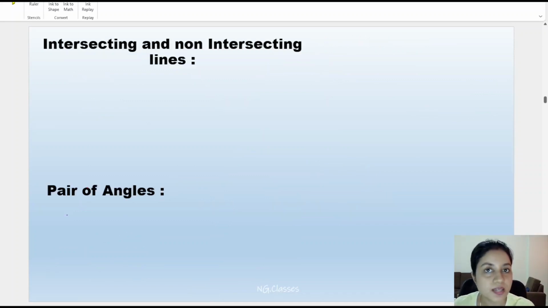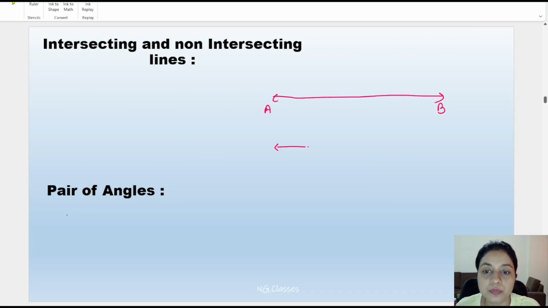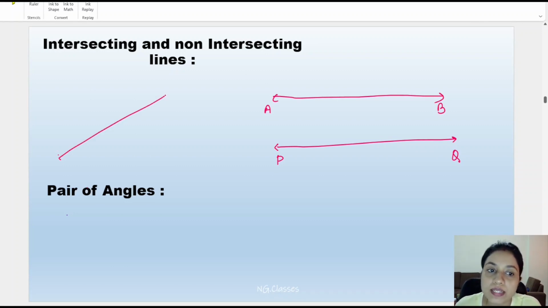Now let's see some concepts at first, and on the basis of these concepts we will discuss some axioms. So the first concept is intersecting and non-intersecting lines. If we have two straight lines, let's say straight line AB and a straight line PQ, then both the straight lines will be either parallel to each other or will intersect each other. So it can be either parallel like this or it can intersect each other.